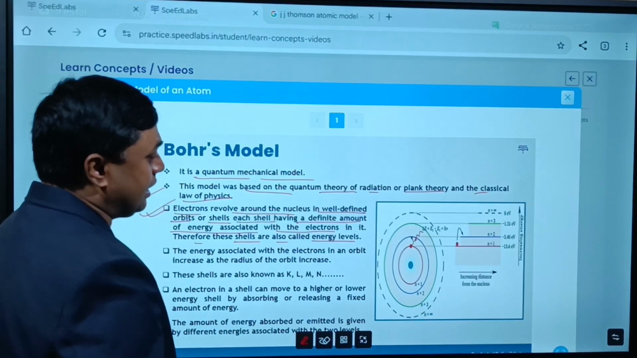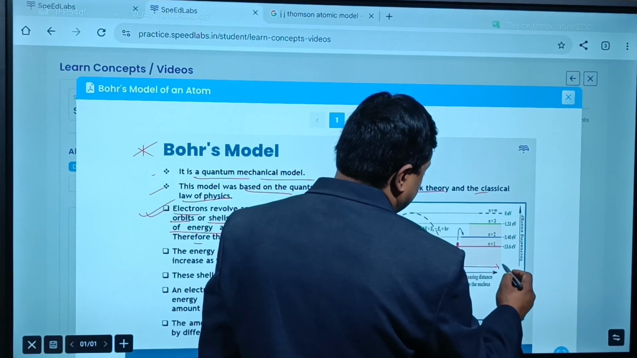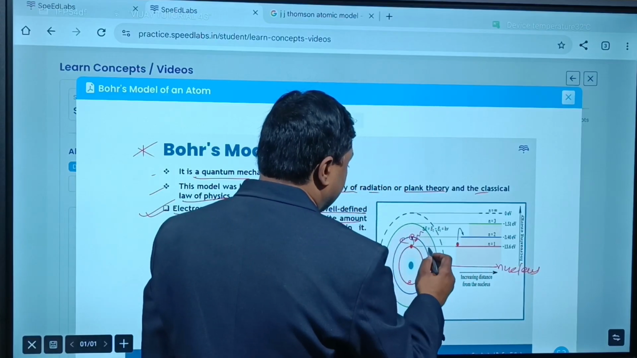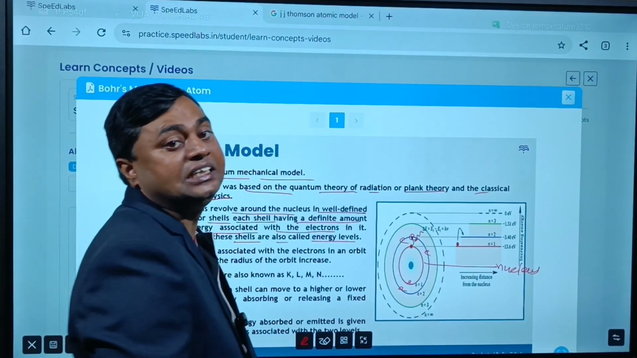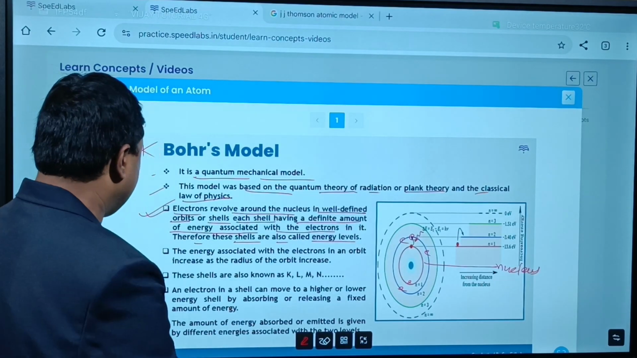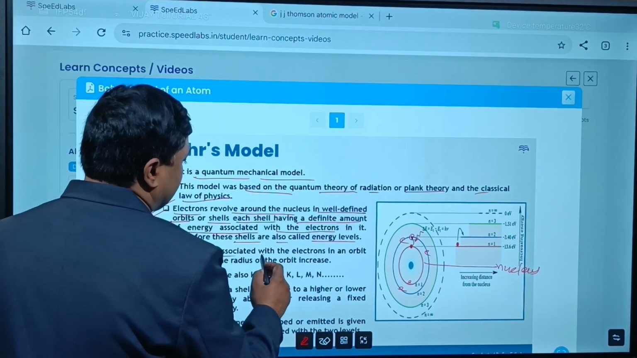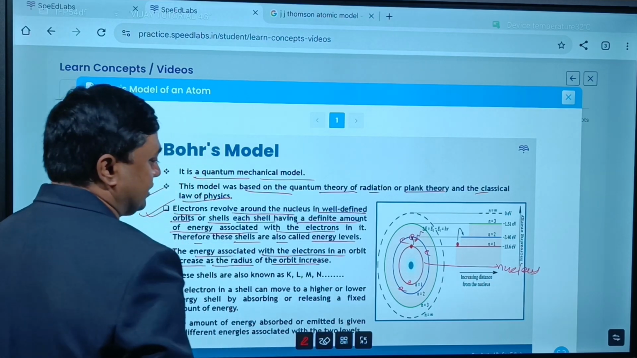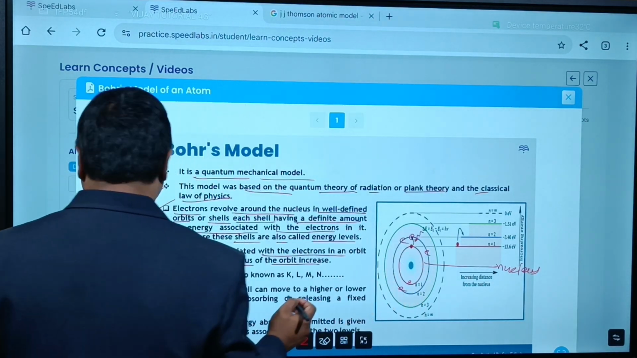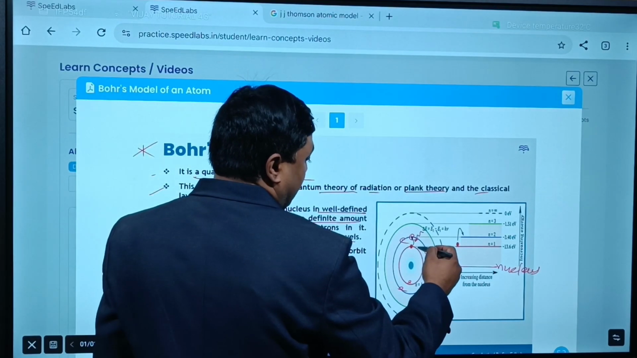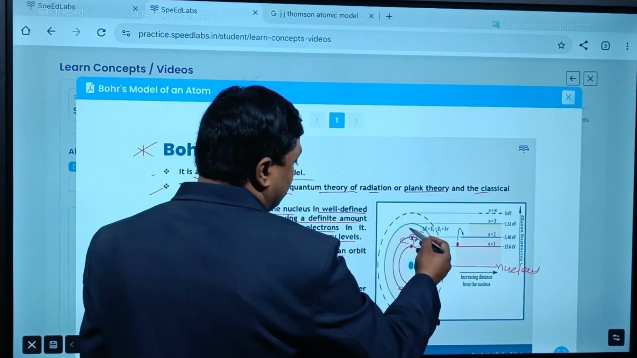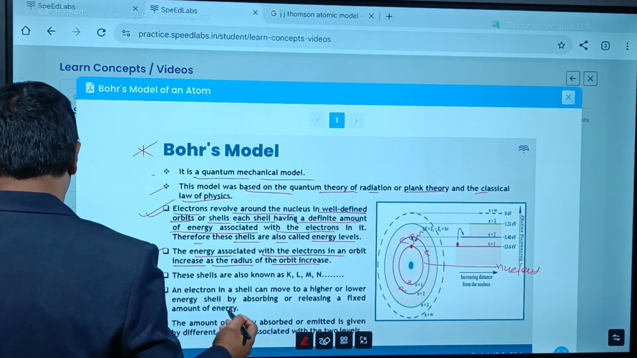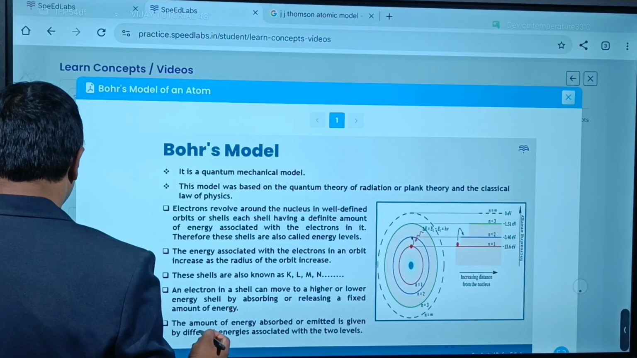He told that the atom contains a nucleus and electrons are revolving around the nucleus, but having definite energy levels. He also told that the energy associated with the electrons in an orbit increases as the radius of the orbit increases. Means n equal to 1 is the K shell, first orbit, n equal to 2 means second shell, the L shell. Let's see here first what he told in the diagram.